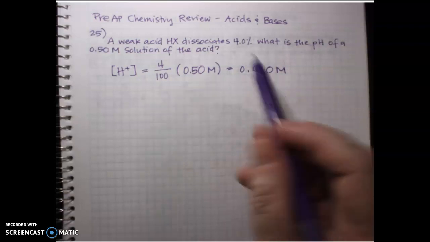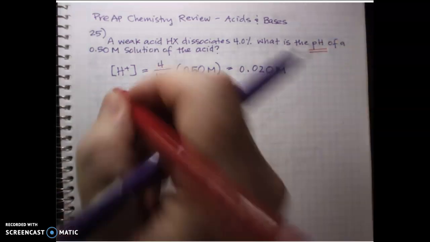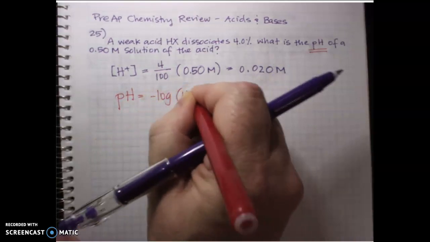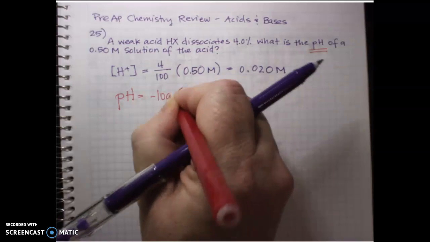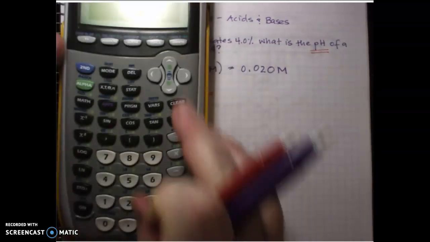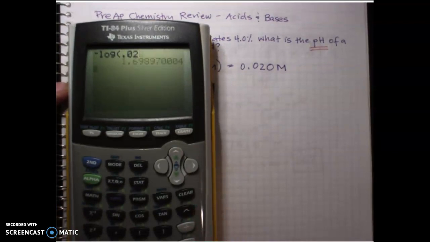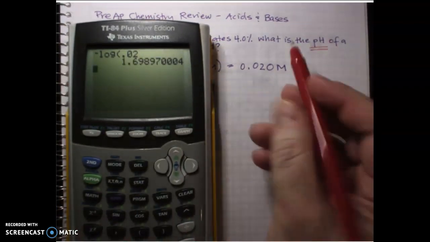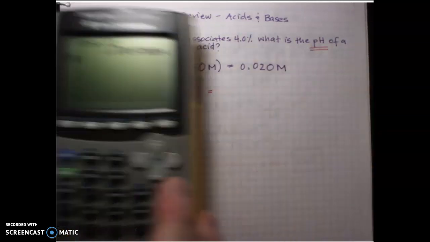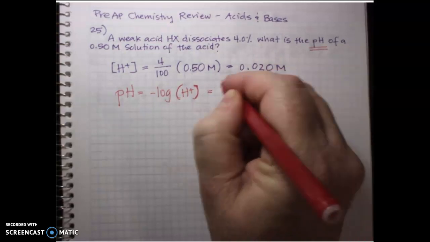But now what we have is it's asking what is the pH? And remember, pH equals the negative log of that concentration of the hydrogen ions. So this is going to be negative log 0.02. Okay, we have 2 sig figs. This is going into pH. That means we're going to have 2 decimal places. So that is going to be 1.70. That is the pH.